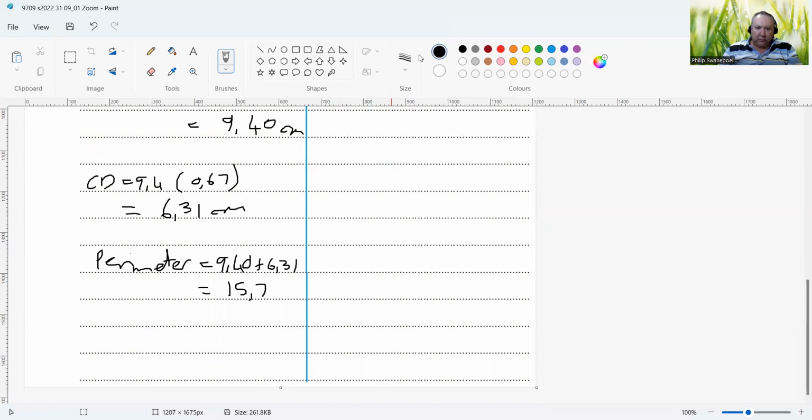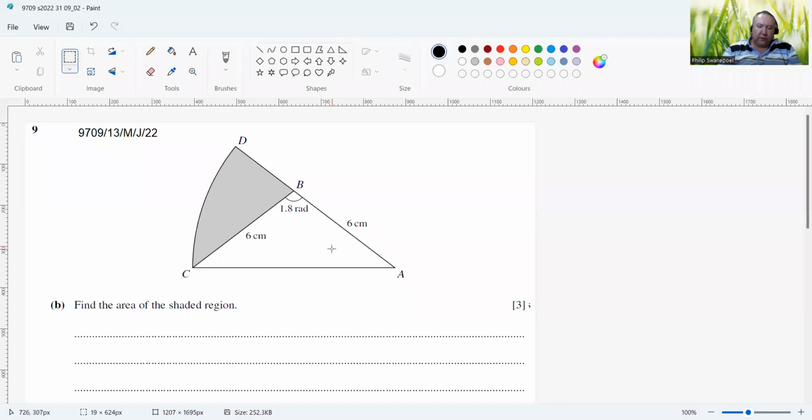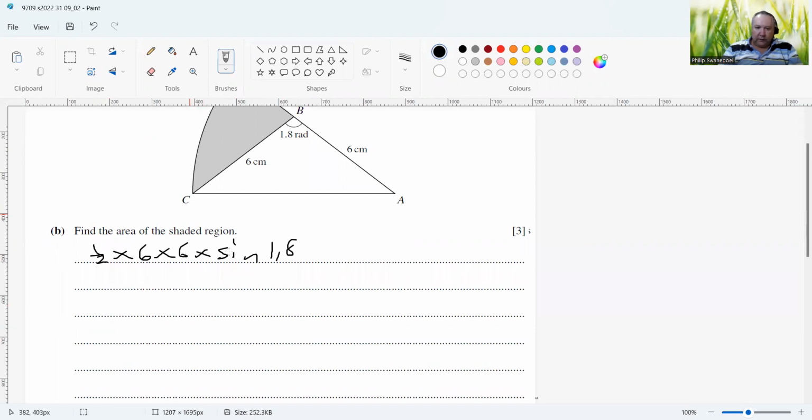We're going to now move on to the next part where we will calculate the area of the shaded region. And we will use the area of this triangle ABC, which will be equal to half times 6 times 6 times sin of 1.8. So that will give us 0.5 times 6 squared times sin 1.8, which is 17.53 units.